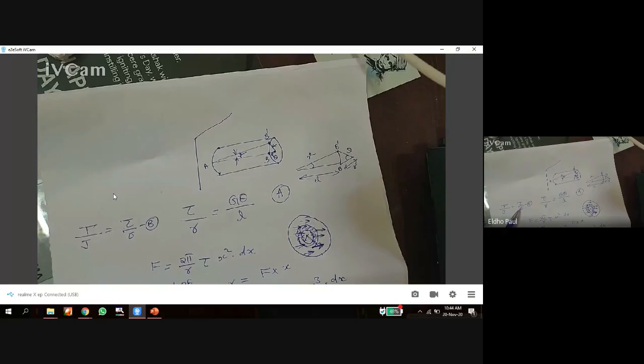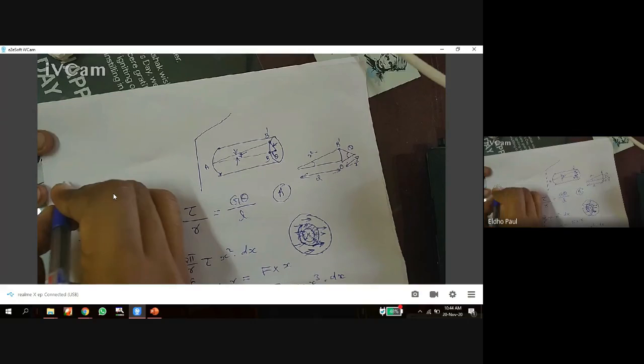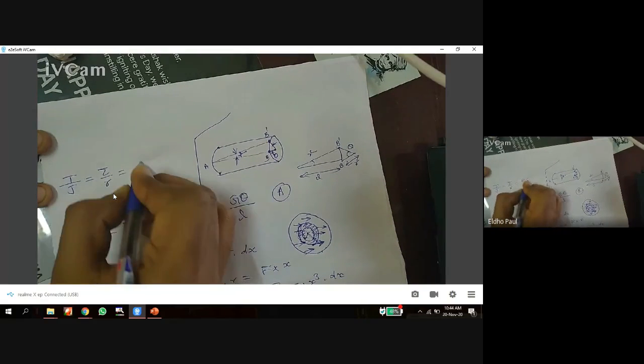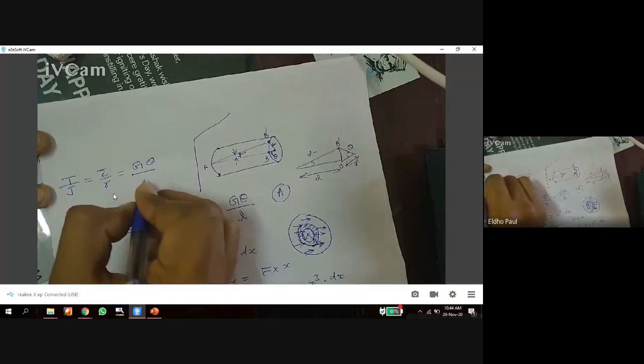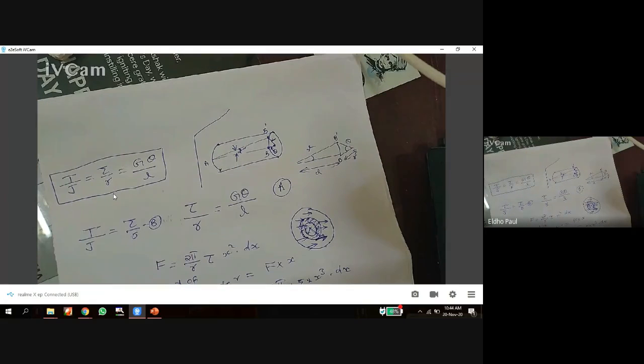Here the right hand side and left hand side are the same, so we can combine these two equations: T by J is equal to tau by R equal to G theta by L. This is the equation for designing a body subject to torsion.